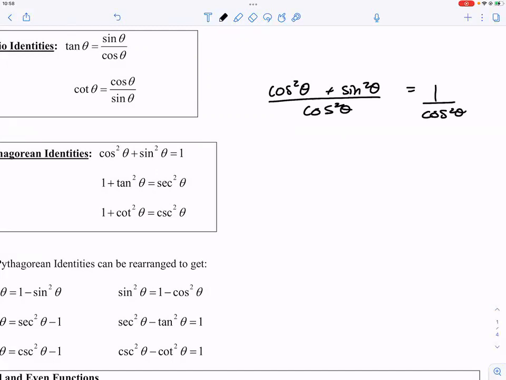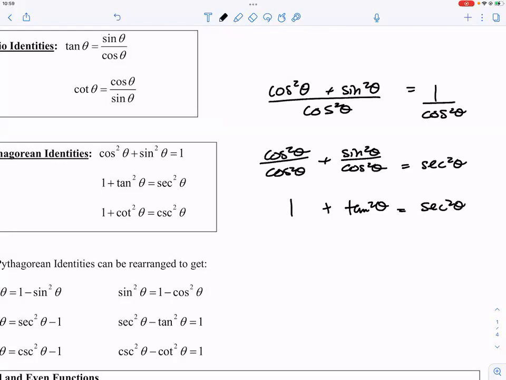What happens if we just go ahead and divide both sides by cosine square theta? Well, the right-hand side becomes secant square theta. What about the left? You have a common denominator for both terms, so you can split them. So you have cosine square theta over cosine square theta plus sine square theta over cosine square theta. Well, what's cosine square theta over cosine square theta? That's 1. What's sine square theta over cosine square theta? Tangent square theta. And can you now see how the second identity comes into place?